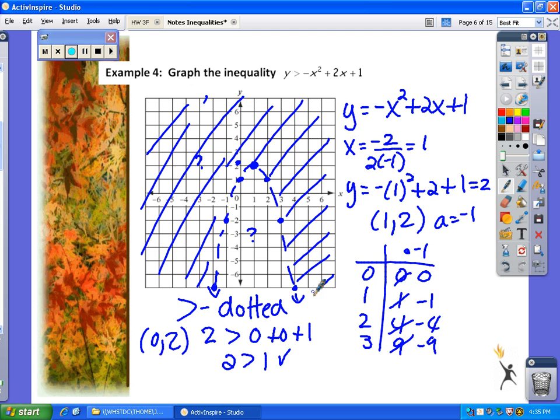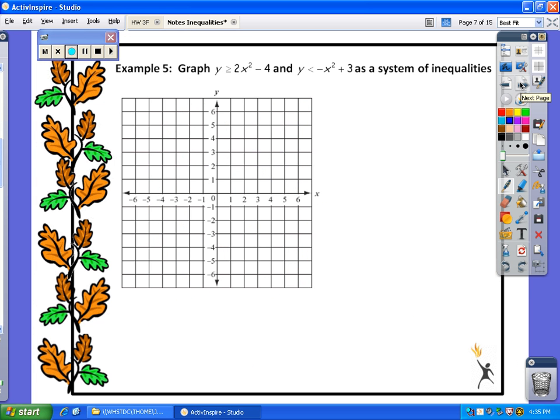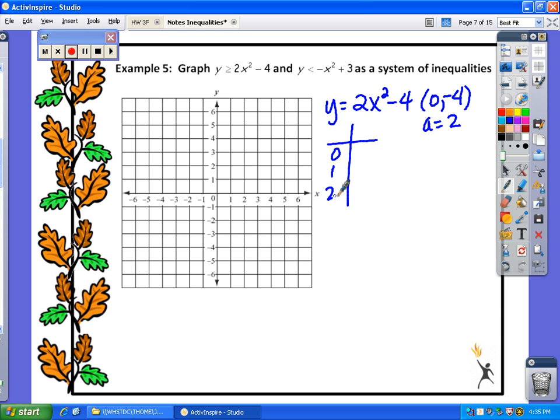Next we're going to graph a system of inequalities. So two inequalities, and we've got to graph both of these on the same graph. Same process: I'm going to graph it as if it was equal. So I've got 2x squared minus 4, which means my vertex is 0, -4 and my a is 2. I've got 0, 1, 2, 0, 1, 4, multiplying by 2, so I've got 0, 2, 8. Because it's greater than or equal to, it's going to be a solid line.